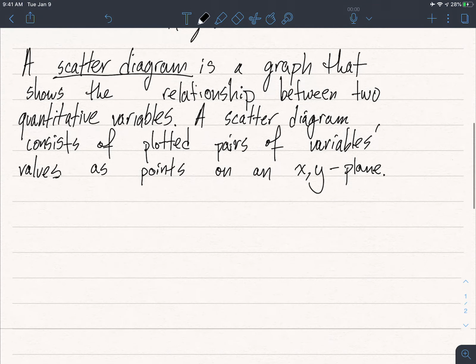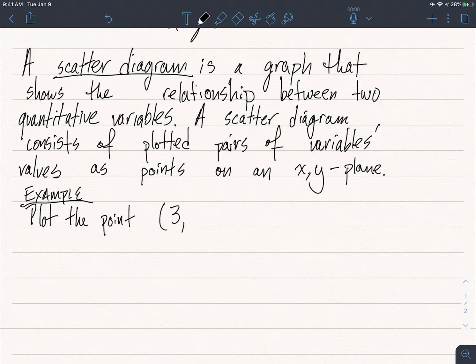But hopefully everyone has seen this before. A scatter diagram is basically a graph of points. And since we're dealing with two variables at a time here, for instance, age and your shoe size, we could plot those in a graph in the XY plane. And if you don't remember how to do that, let me give an example. Plot the point 3, 8.